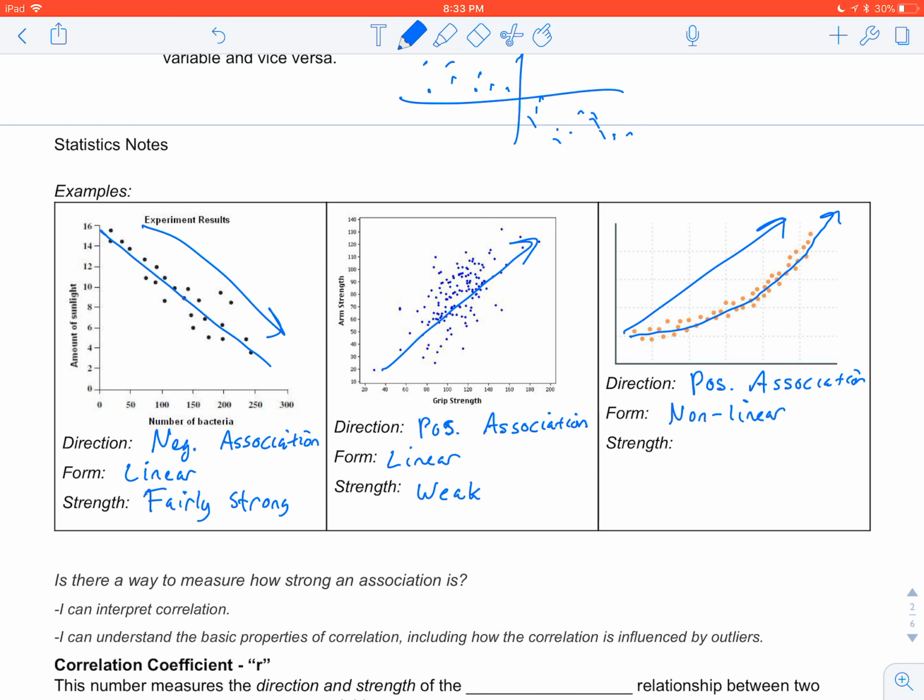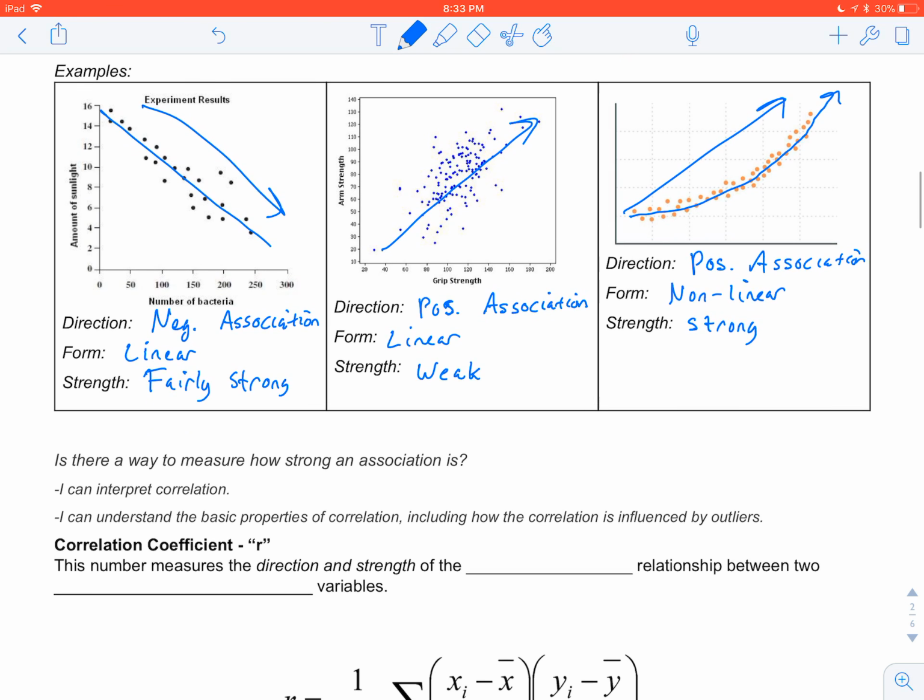The strength for the third one, even though it's not linear, we can still say that it's strong. It follows a clear pattern. There's a curvature here that's pretty obvious. It's still a strong strength there. So those three things: direction, form, strength. Look for direction, positive and negative association, or none. Form, linear, nonlinear. That's all we're doing for right now. And then strength, how strong is it? How close are the points overall to the actual best fit line?